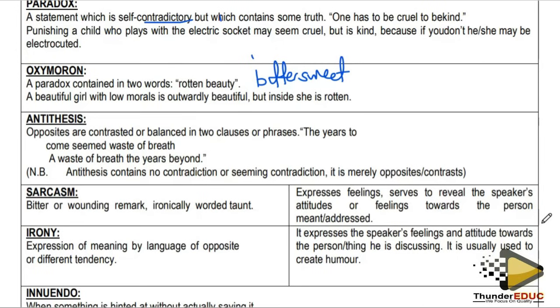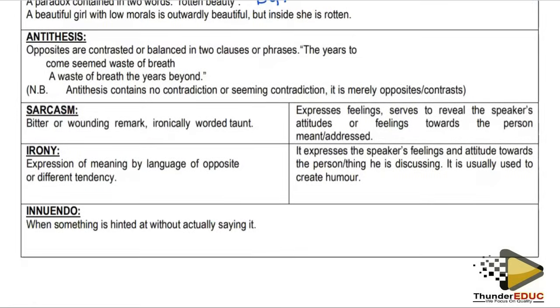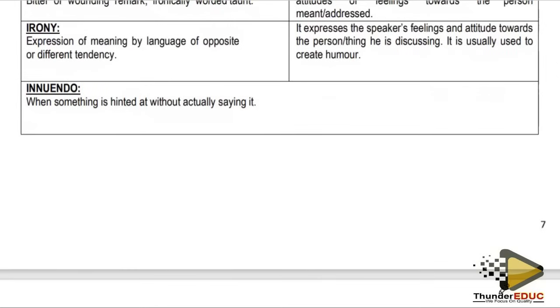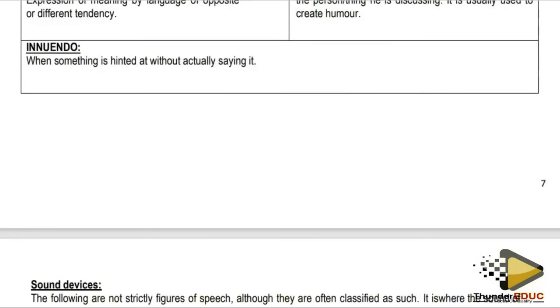That's what we mean. Irony: expression of meaning by language of opposite or different tendency. He is a very sweet person, but when we bring in something else, he is a lion. So as a result, we must be seeing some of the things there. And we're coming into innuendo. When something is hinted at without actually saying it, it is behind the lines, which means they're not saying it properly, they are withholding saying it bluntly, they say it in a way that is hidden, and therefore it is not upfront. So those are some of the figures of speech. You cannot finish them in one day, but I'm touching on those that you might have forgotten.